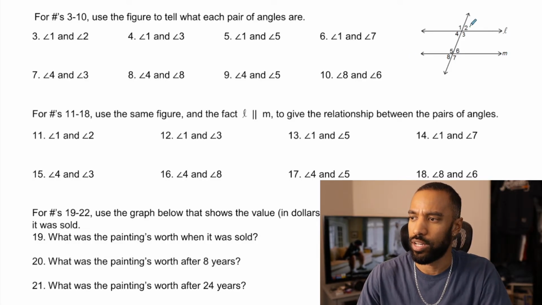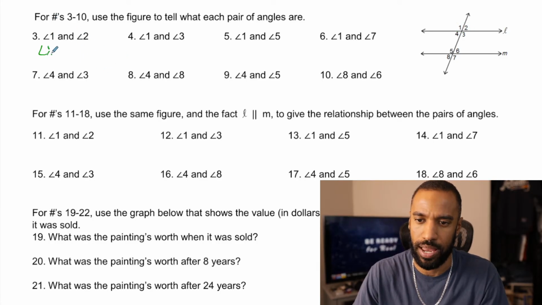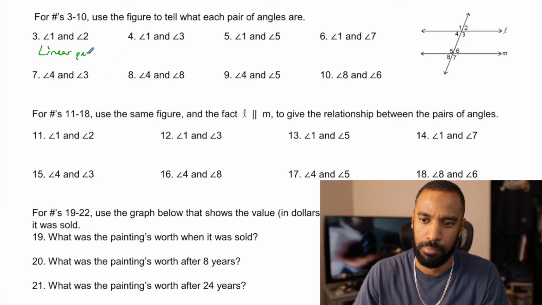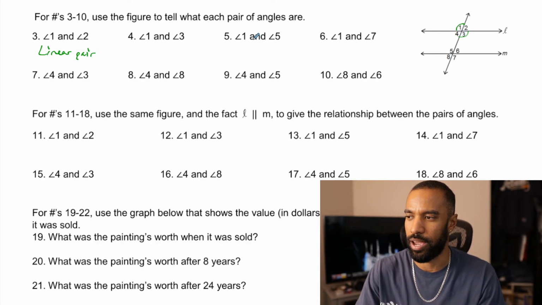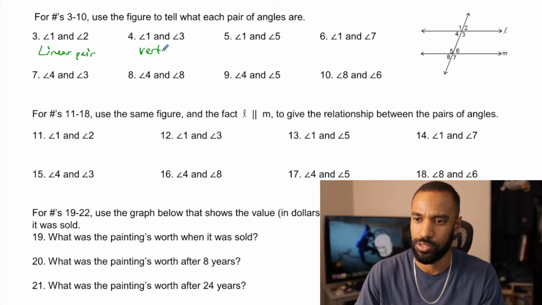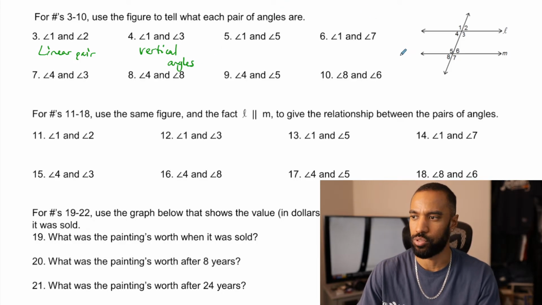Let's start with angles 1 and 2 right there. That is a straight up linear pair. We've seen those before already. Linear pair. Angles 1 and 3 is a vertical angle pair there. I'll just call them vertical angles. I'll probably abbreviate most of the rest of these.